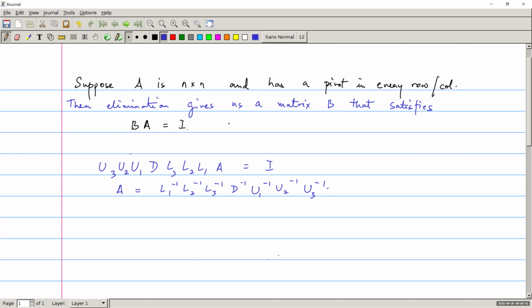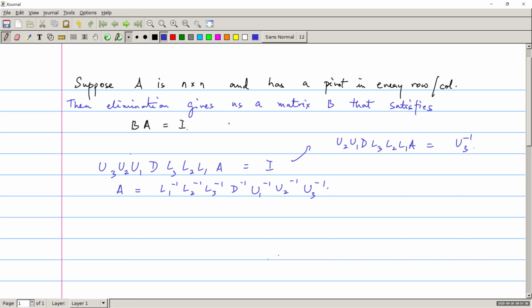I'll just do the first couple of steps just to remind ourselves. When you undo the last operation, you have U2, U1, D, L3, L2, L1 times A is U3, because we have undone the last operation. So you multiply by U3 inverse on both sides to undo the last operation. Then you would multiply by U2 inverse on the left on both sides.